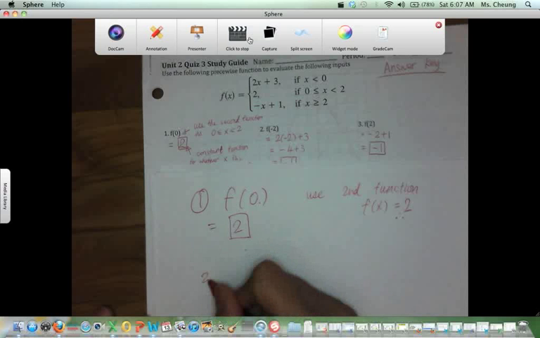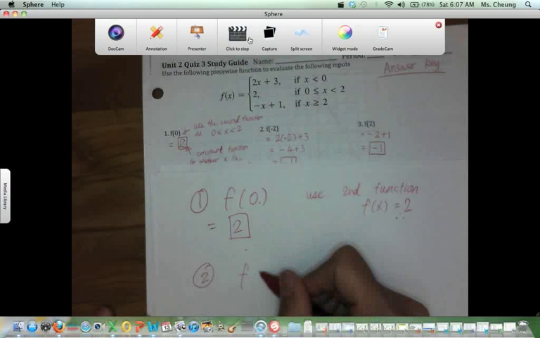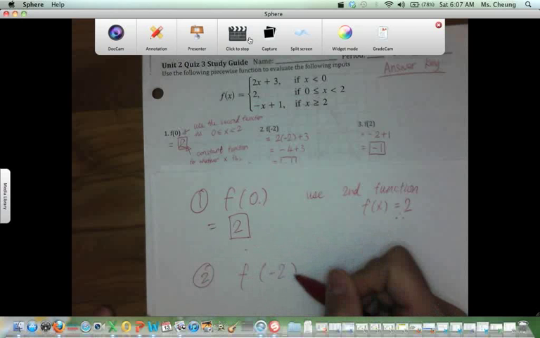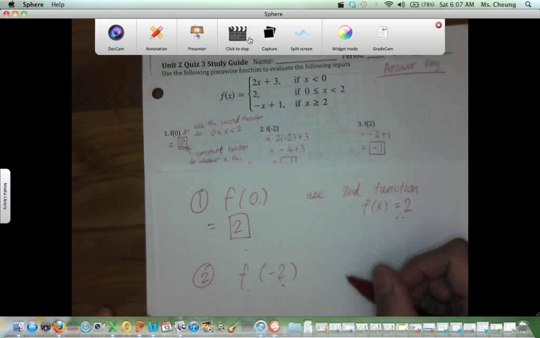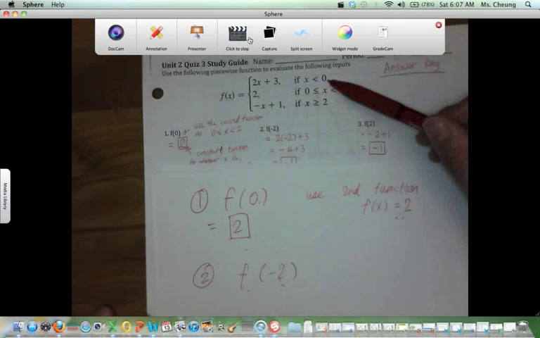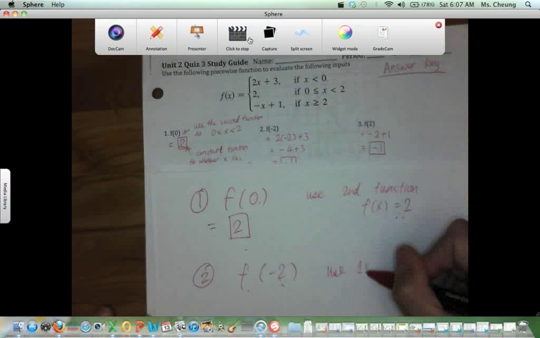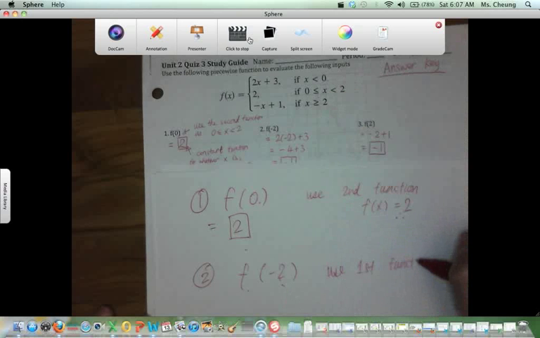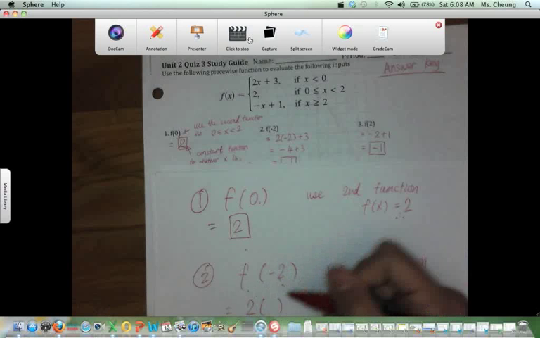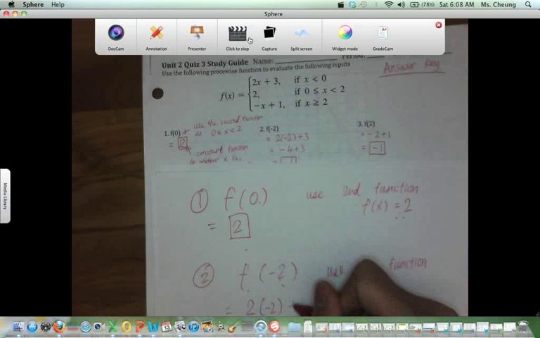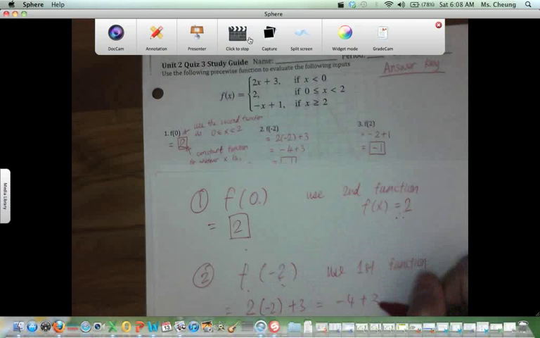And for question number 2, I have the function of -2. I want to find out what the output is when x equals -2. So we have to look at the domain. -2 is less than 0, so we are using the first one. When we use the first one, we just need to put 2 multiplied by the x value, which is -2, plus 3. So we have -4 plus 3, which is equal to -1.